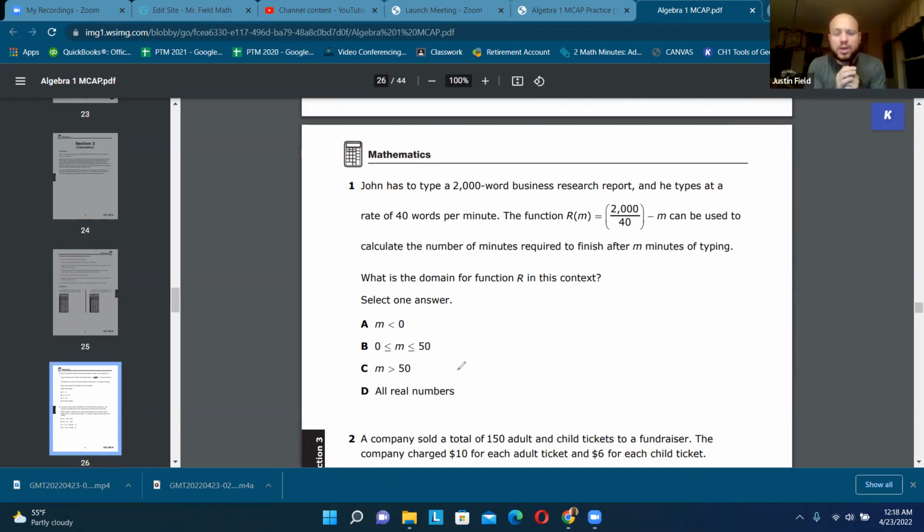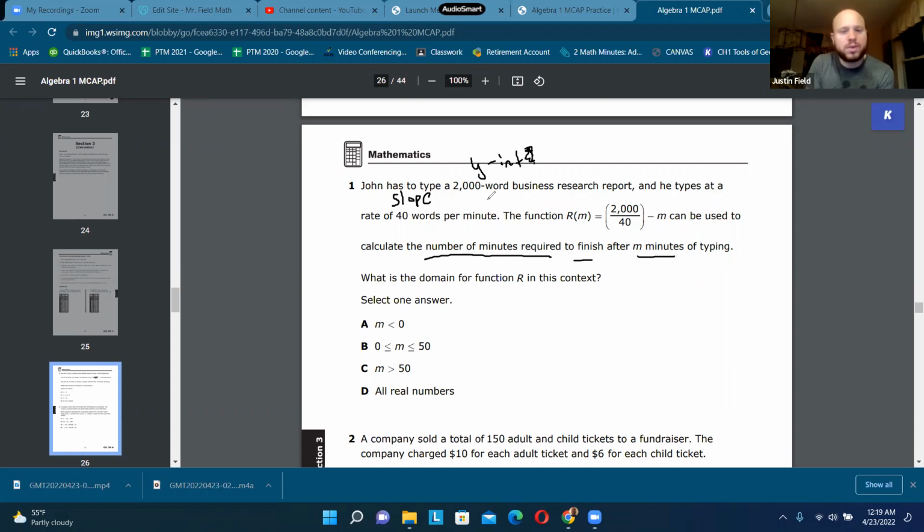John has to type a 2,000 word business. I see a y-intercept right there. I don't know what you guys see. Looks like a y-intercept. And he types at a rate. I see a slope. So now I'm sure it's a y-intercept. The function r of m equals 2,000 over 40 minus m can be used to calculate the number of minutes required to finish. So m minutes. So m is minutes, and then r is, what is r? What is the domain of the function r?